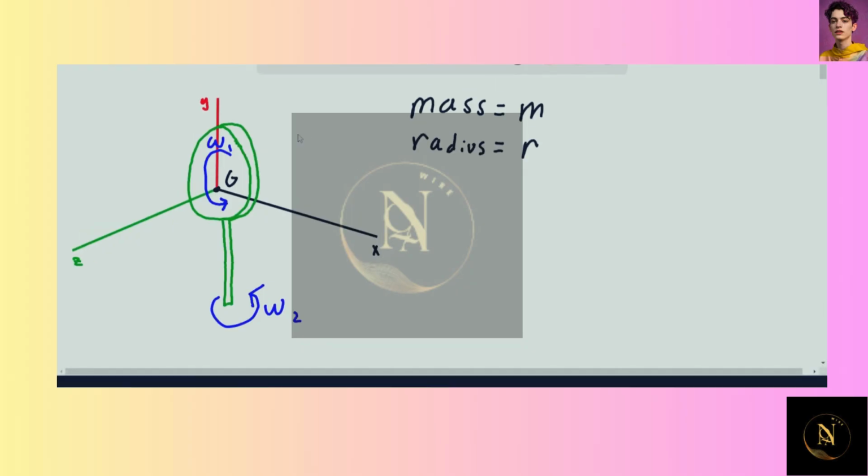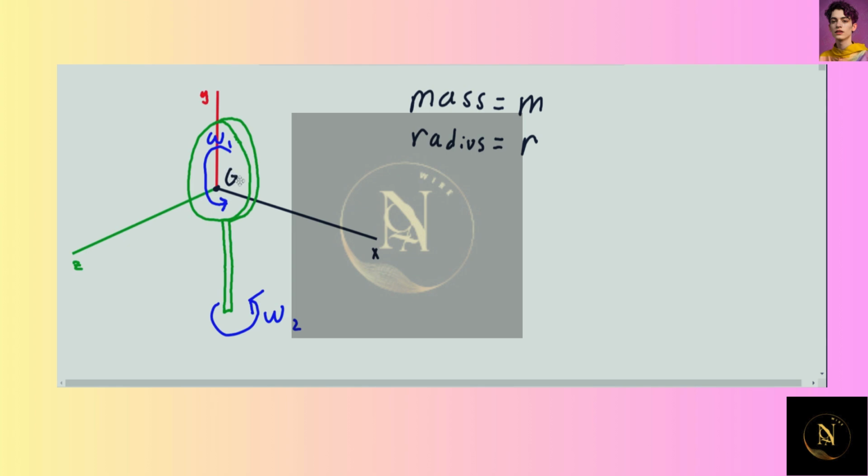We need to find the angular momentum of this disk, knowing that there are angular velocities that make the disk rotate in this direction and also make it rotate in this direction.